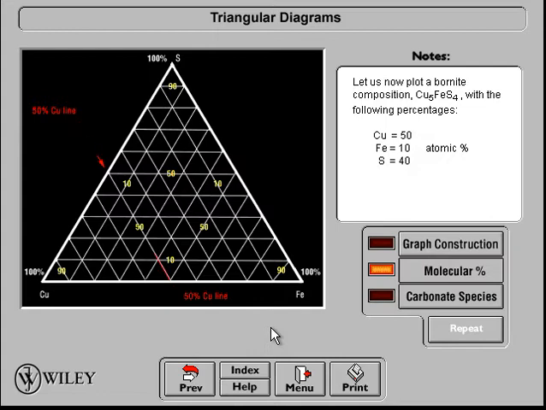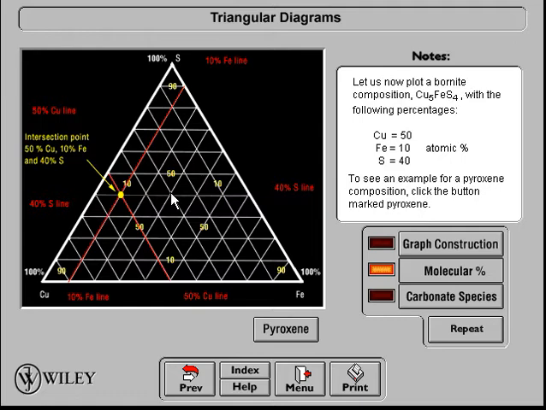We have bornite, we have copper inside, we have iron inside, we have sulfur inside with the following percentage in atomic percents. We have 50% copper, 10% iron, 40% sulfur. So and now we have drawn the line. Here we have then 40% of sulfur, that is from here to here. Here we have 0% sulfur.